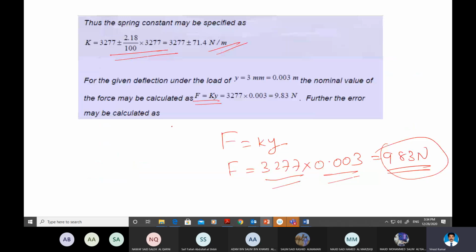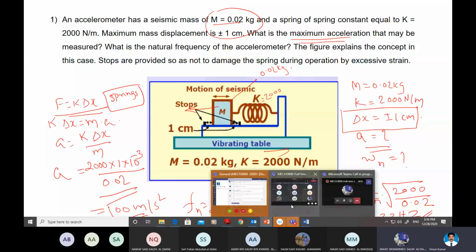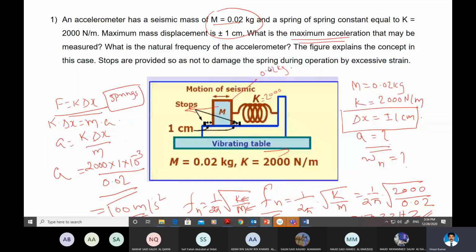Okay. Now, I will solve one more question before we leave. Yes, this is another question given here. An accelerometer has a mass. Mass is 0.02 kilogram. Spring constant K is 2000 Newton per meter. So it vibrates.